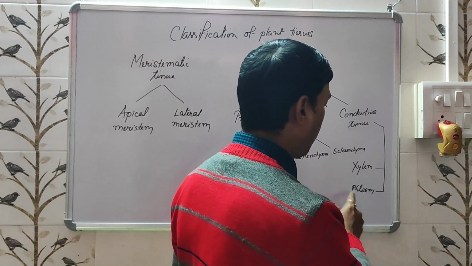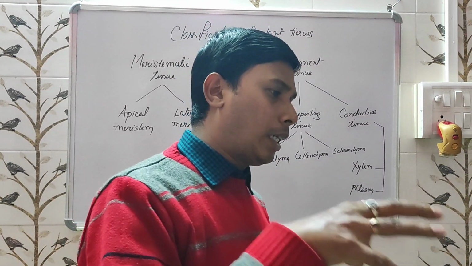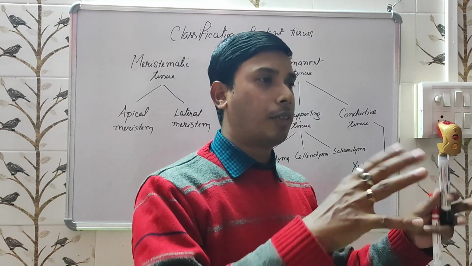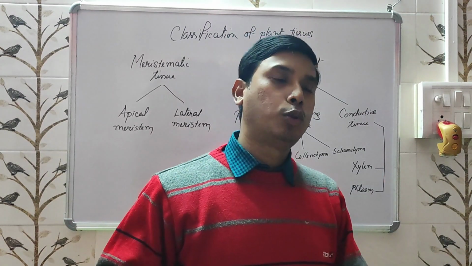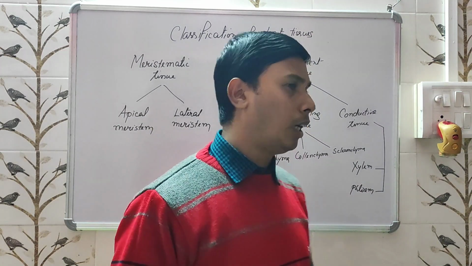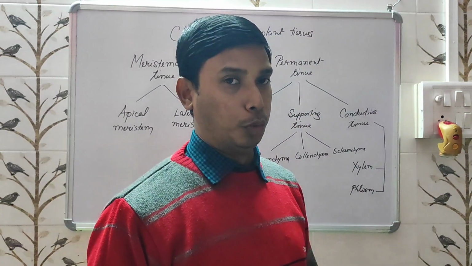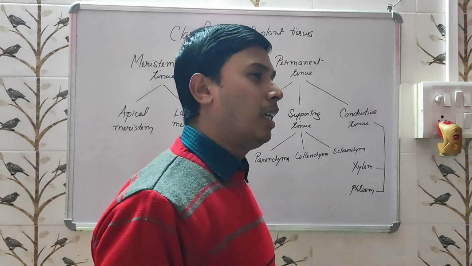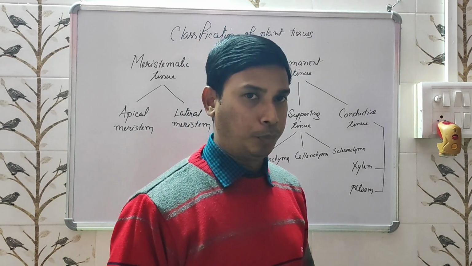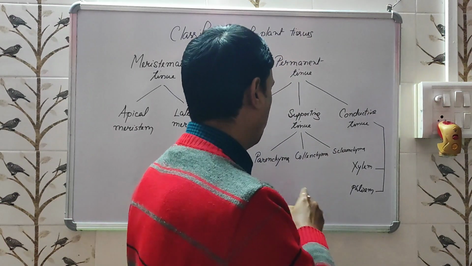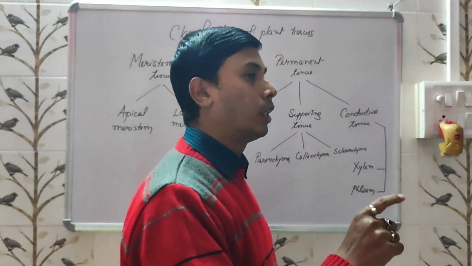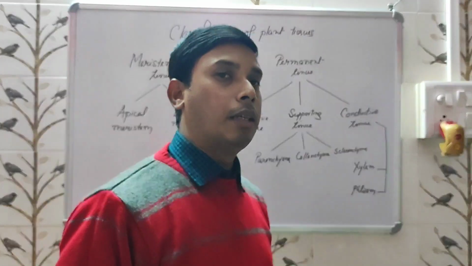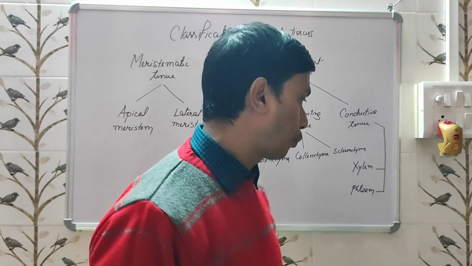And if we observe the xylem and phloem tissue, different kinds of cells are present in them. In xylem, different kinds of cells are located, and in phloem also, different kinds of cells are present. Thus, we call them complex tissues. But if you observe parenchyma, collenchyma and sclerenchyma, similar kinds of cells are present, and we call them simple tissues. So parenchyma, collenchyma and sclerenchyma we consider simple tissues, and xylem and phloem we consider complex tissues.